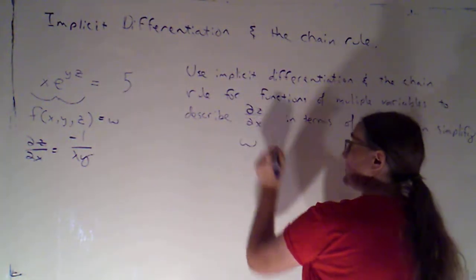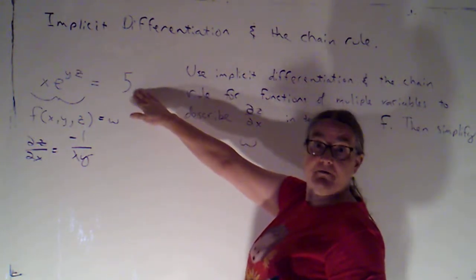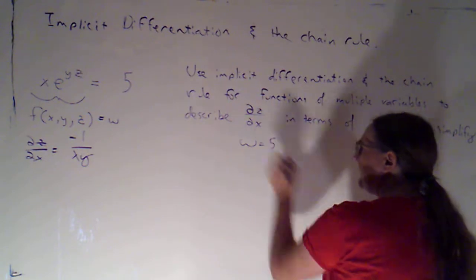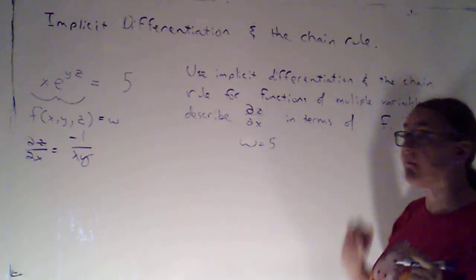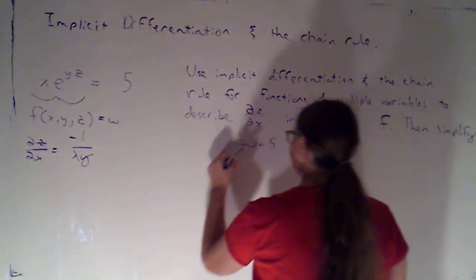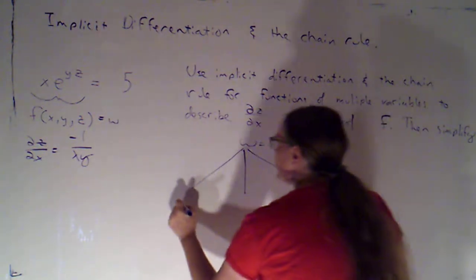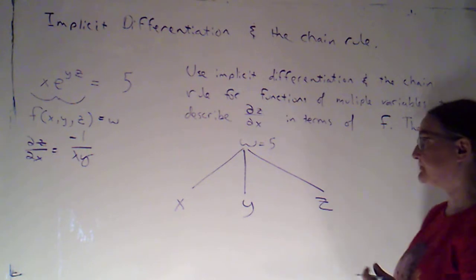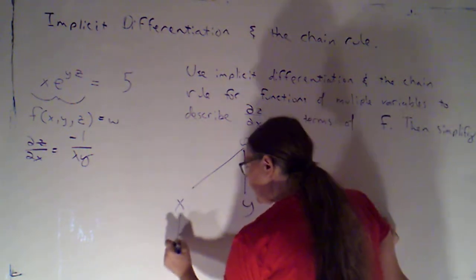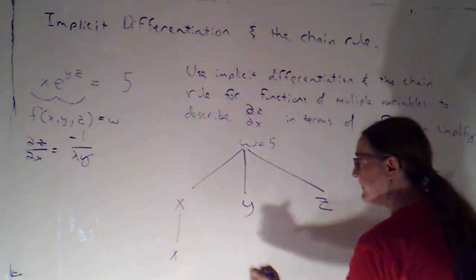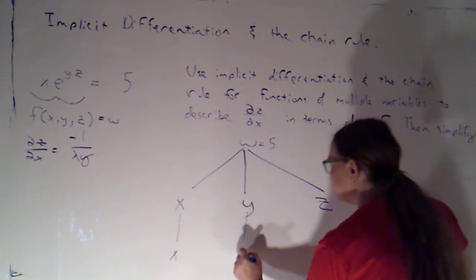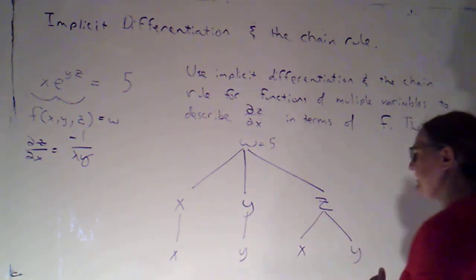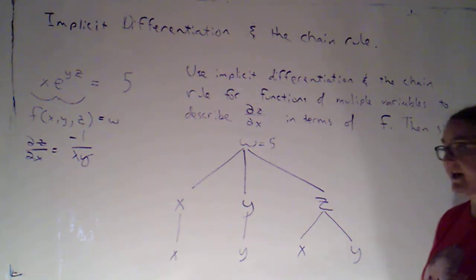So we're saying that w, since we're on a level surface, is constant at 5. If I wanted to, I could even write in w equals 5 to remind myself that it's a constant. Okay. That's a function of x and y and z. X, of course, is itself. Y is itself. But we're viewing z as implicitly being a function of x and y.